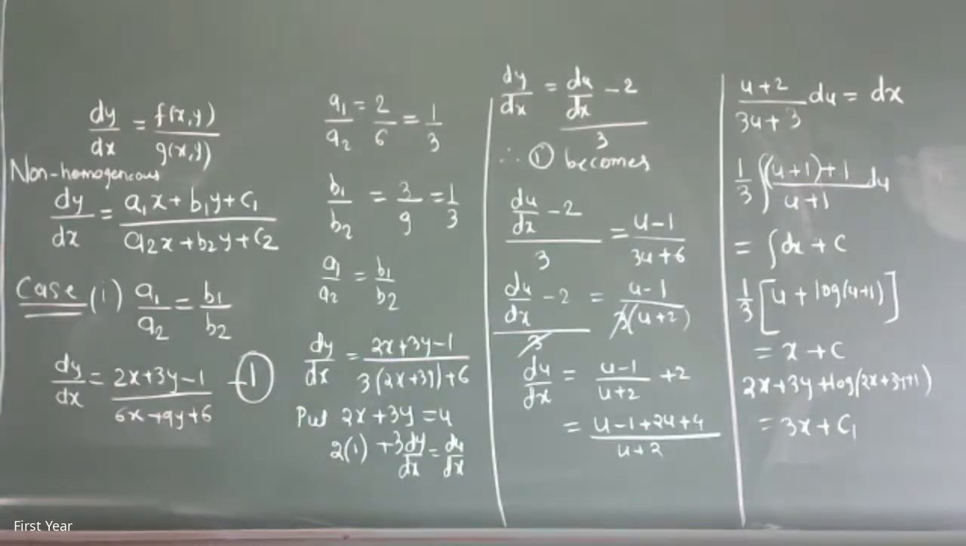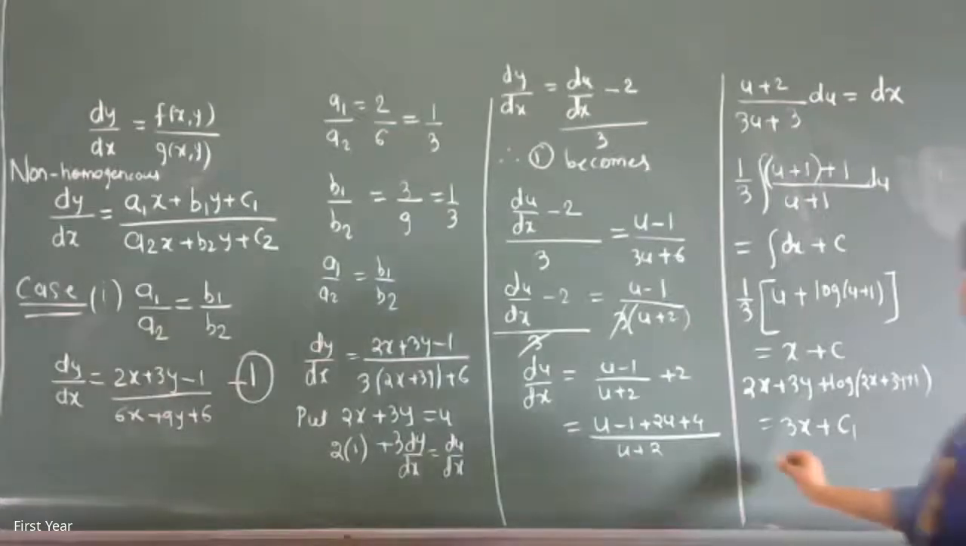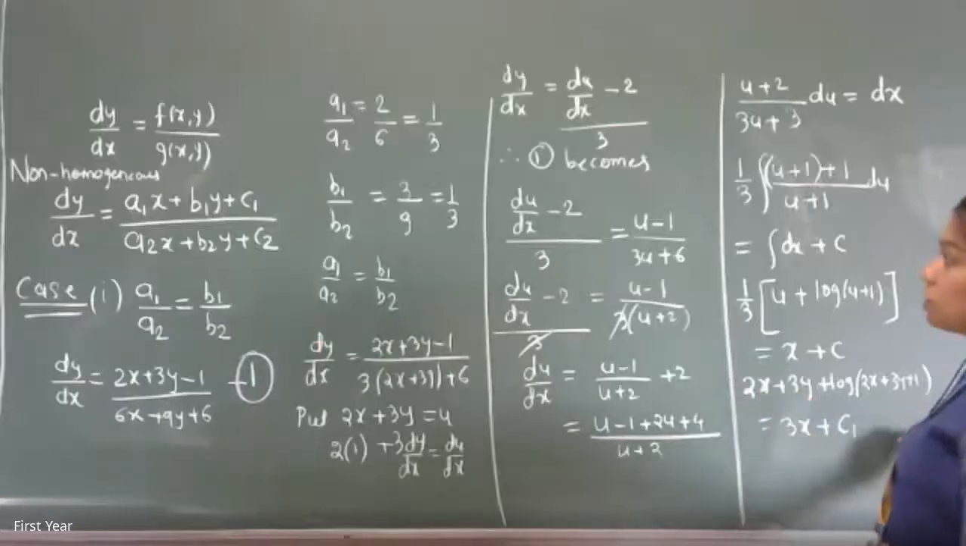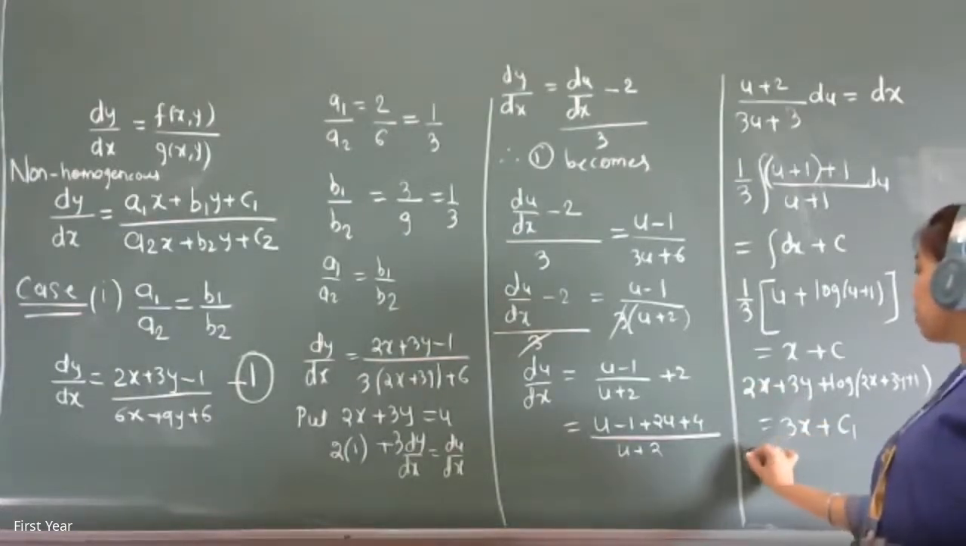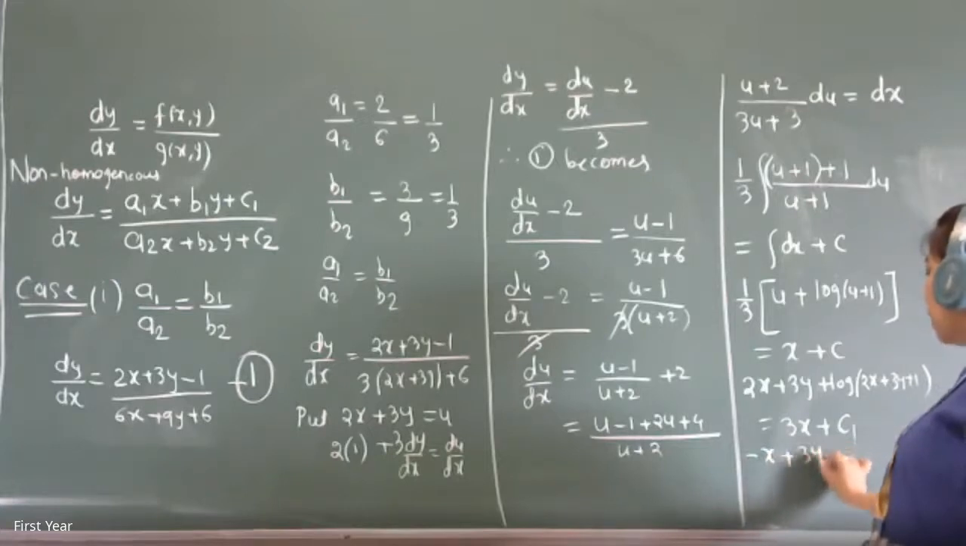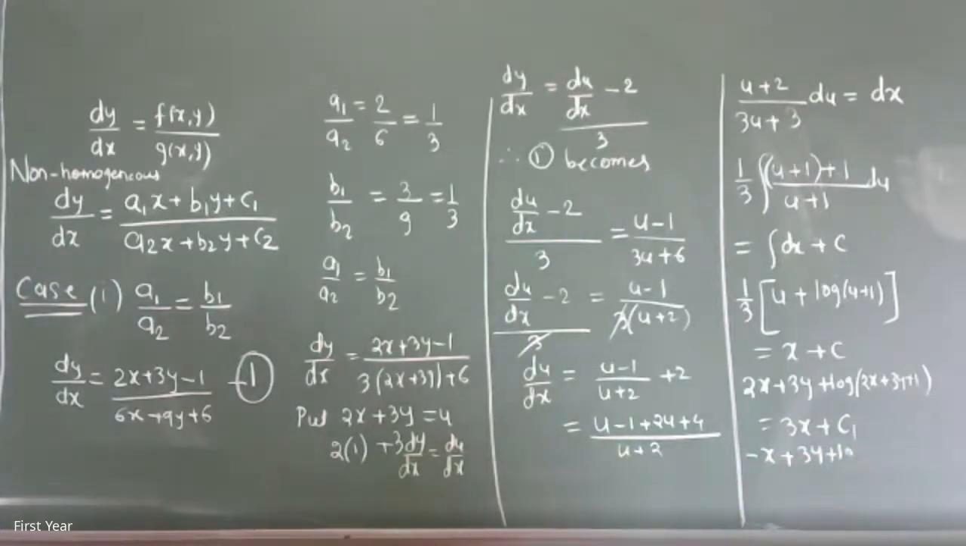You can also simplify this. x minus 3y, yeah, that also you can do. So taking all the terms from this side and c on the other side, you can get it as 2x minus 3x will become actually minus x plus 3y plus log of 2x plus 3y plus 1 is equal to c1, or x minus 3y minus log of bracket 2x plus 3y plus 1 is equal to c. Depends on the answer which is given in the option.